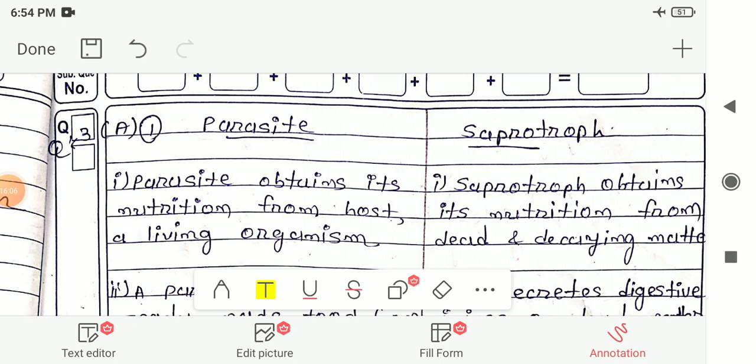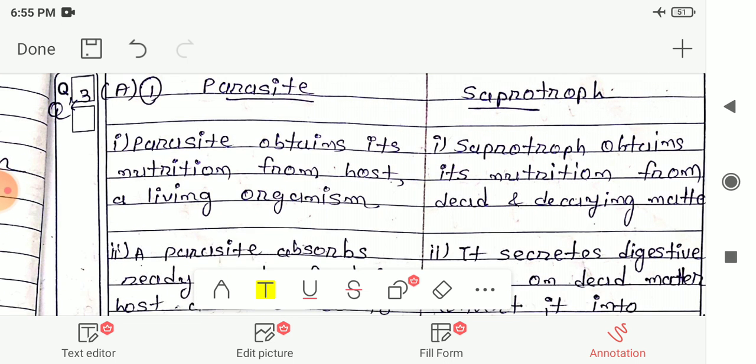Now next question in your paper was question number 3a. Differentiate between the following. In that you have to write the difference. It carries 4 marks and you have to write 2 differences. 3 total differences are given to you. You have to write 2 differences and each difference carries 2 marks. So let me see the first difference, that is between parasite and saprotroph.